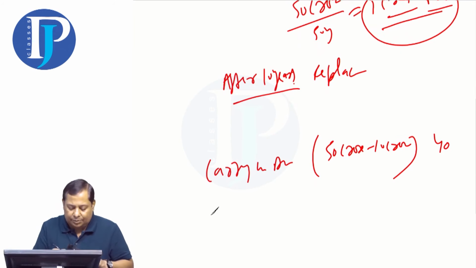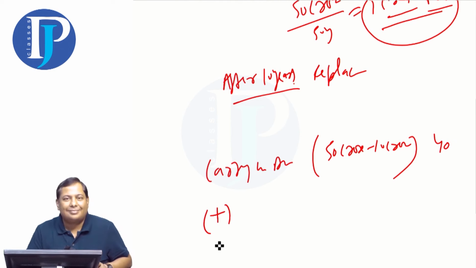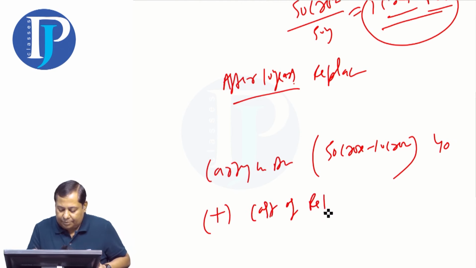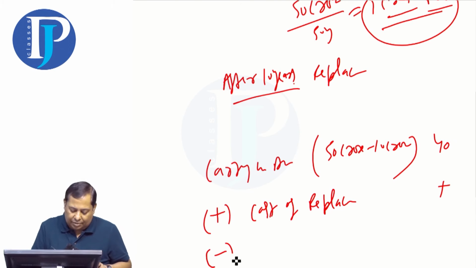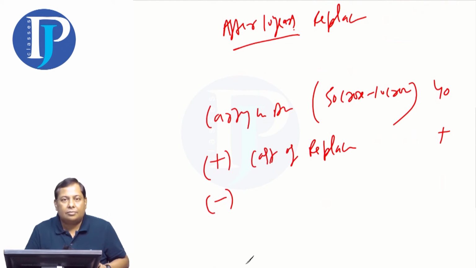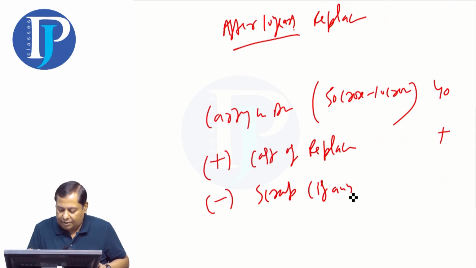Now I need to make an improvement. I need to make a replacement. I'm not going to do anything else. And then the cost of replacement, I will add to it, and I will subtract scrap, if any, from the old material.